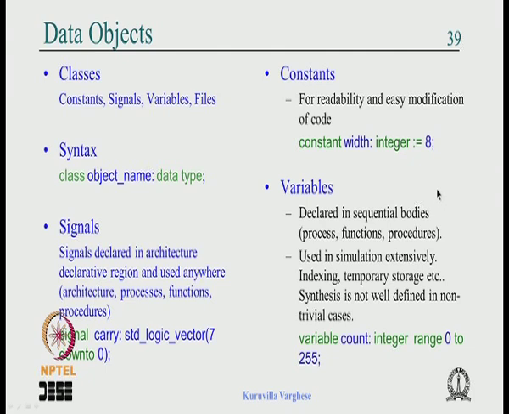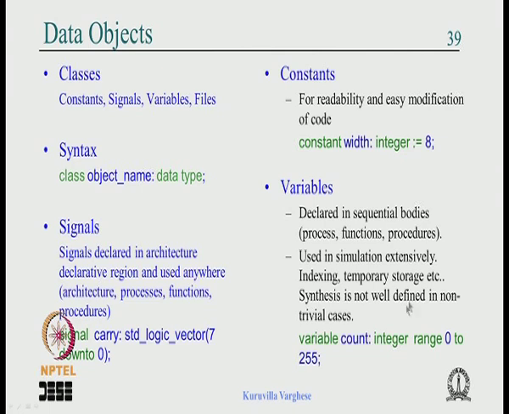That's the use of it. So the variables cannot be declared in the architecture declaration region. They can be declared only in the sequential bodies like process, functions and procedures, and this is used in simulation extensively. It is used for indexing, temporary storage and all that. For synthesis it is not very well defined in non-trivial cases.